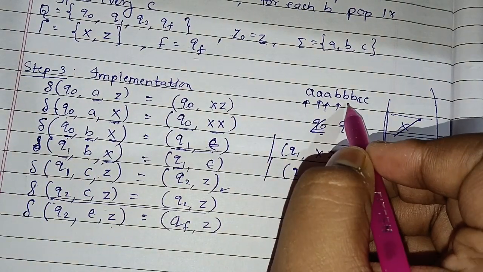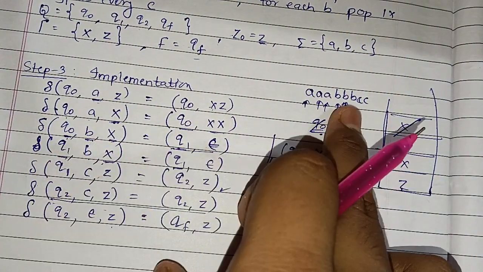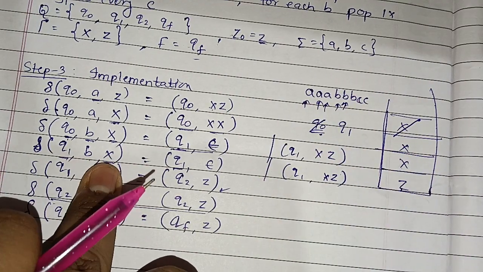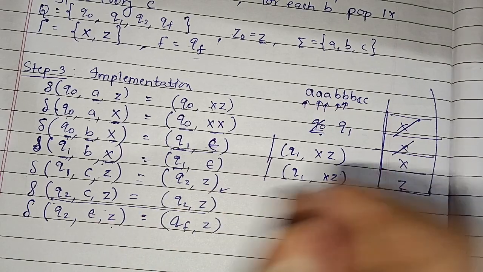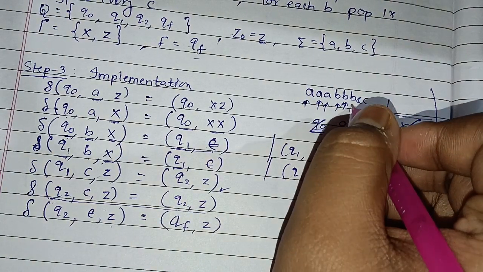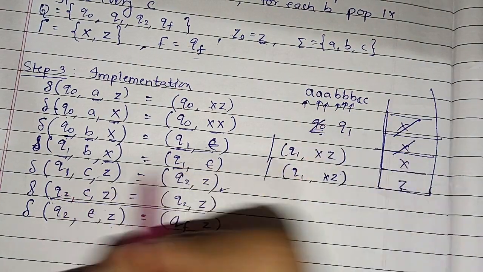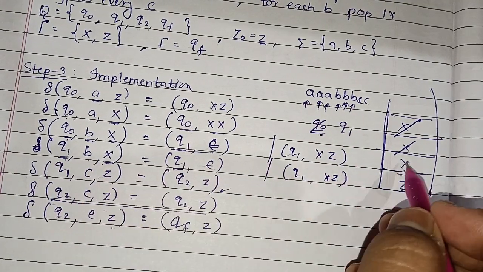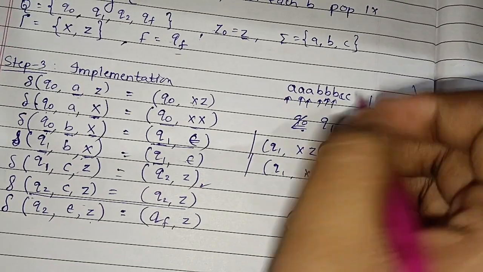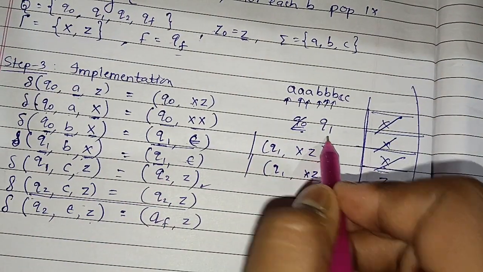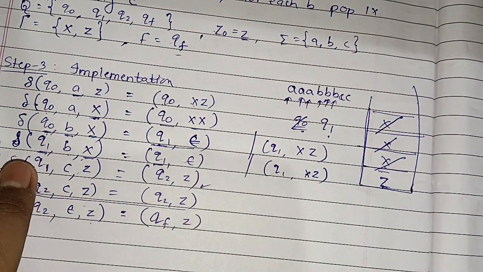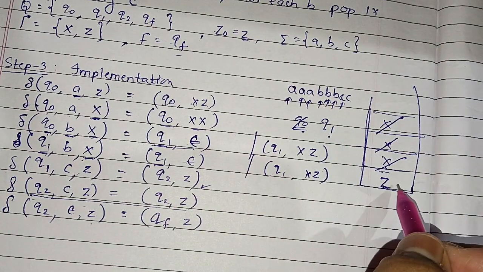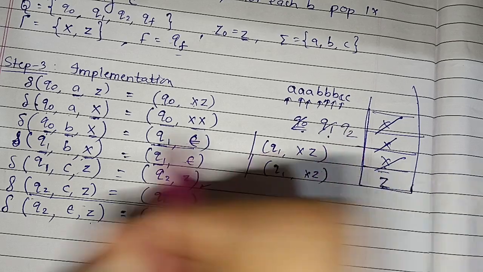Okay, now see, I'm going to the second b, now it is in q1, so q1 b and the stack top is x, so q1 b x. So what I will say: stay in q1 and pop. I'm popping. Again for this third b, it is q1 b and the stack top is x, so this will work, pop it. Now see, c comes, it is in q1 and the stack top is now Z, so q1 c Z. What I will say: yes, go to q2 now.